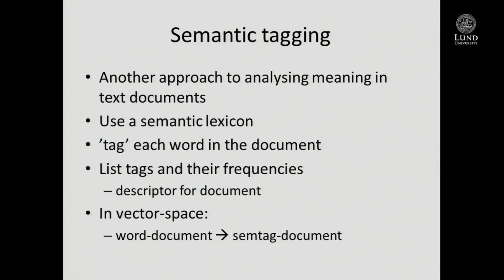But this leads me to the next thing here, because now we can try to do something called semantic tagging. This is another approach to analyze meaning in text documents, and it's quite a simple approach actually. It's difficult to create this kind of lexicon, but you can use a semantic lexicon, which basically is a list of words and then some kind of semantic category.